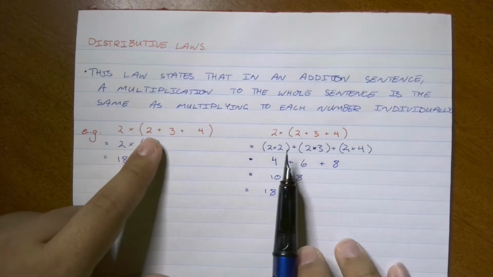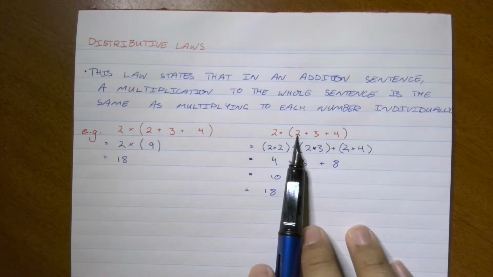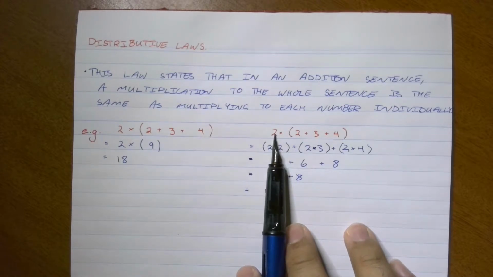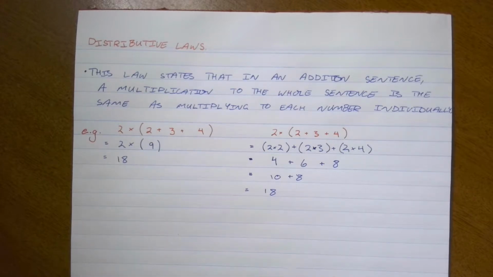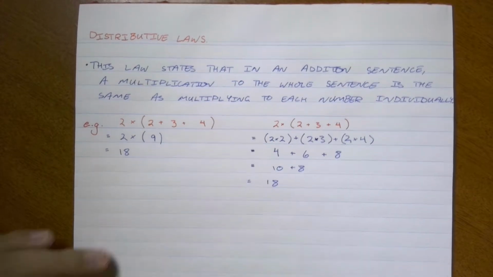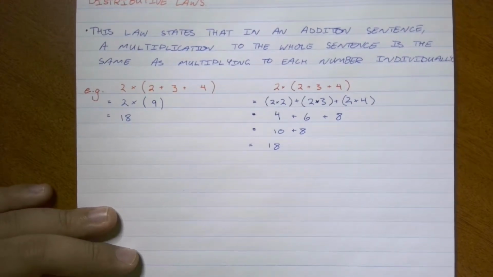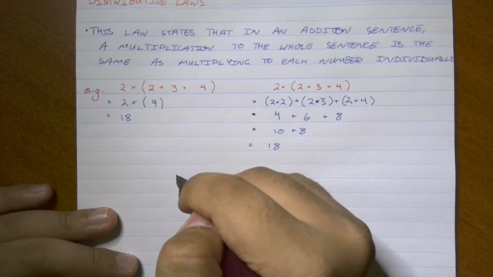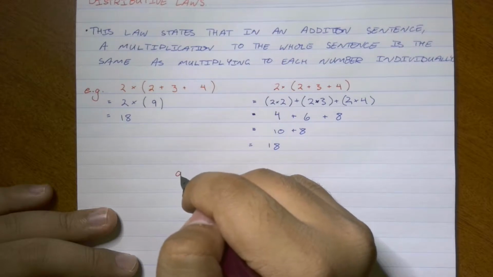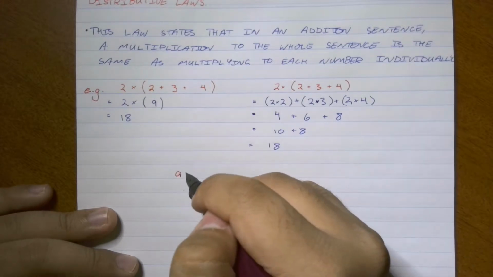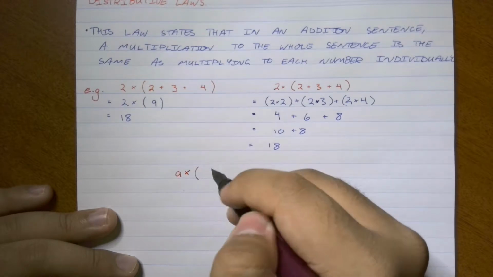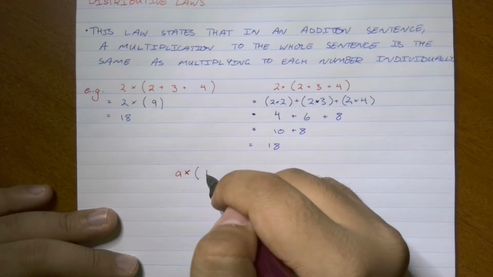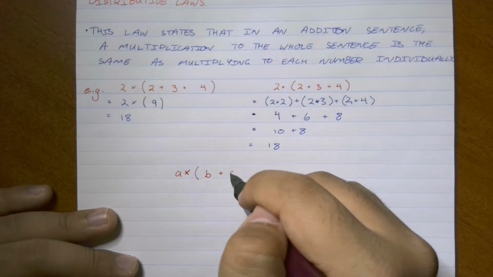And as you can see, we can multiply each individual number inside the bracket by the number on the outside, rather than adding it all first, then multiplying. Now, this can be generalized by the following. Let's say we have any number, A. Let's label a number A. So if we have A times any two numbers adding, that's A times B plus C.